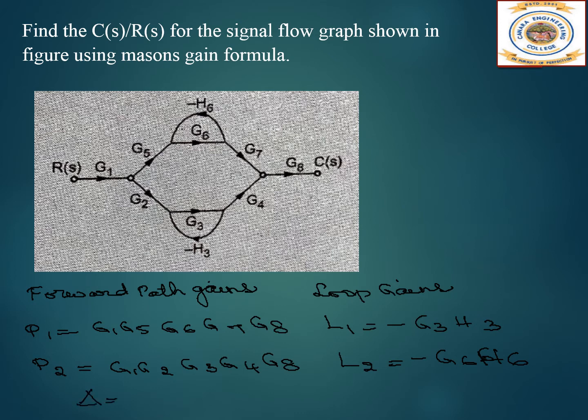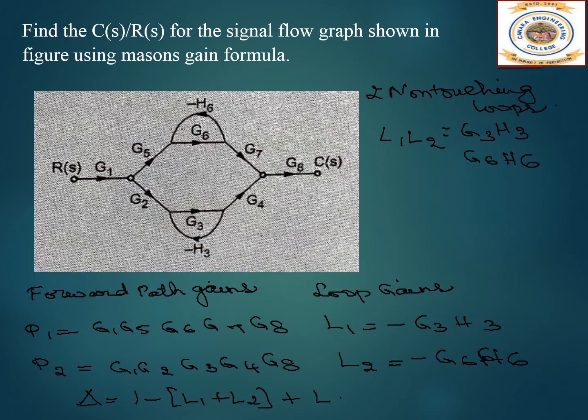Now let me write delta. Before this, the non-touching loops. What are the two non-touching loops? L1 and L2, because G6 H6 and G3 H3 don't have any nodes in common, so these are non-touching as well. So we have G3 H3 into G6 H6 as the two non-touching loops. Delta is equal to 1 minus (L1 plus L2) plus L1 L2.